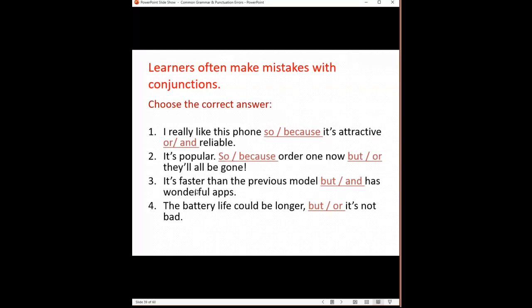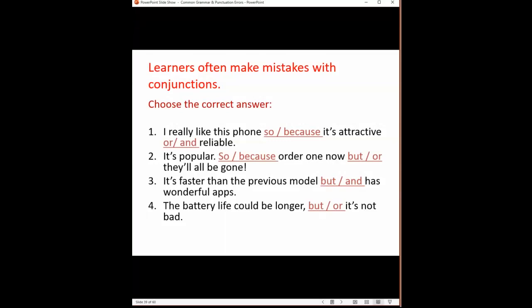I want you now to choose the correct answer. I really like this photo, so or because it is attractive, reliable. Excellent, Hamza, because. This is the reason we use it, to express the reasons why he likes the photo, and reliable. So you are joining reliable and attractive. It's popular. Order one now, or they will all be gone.